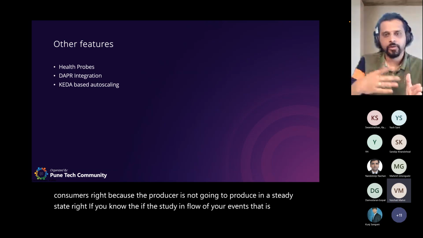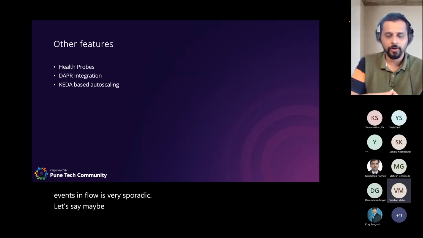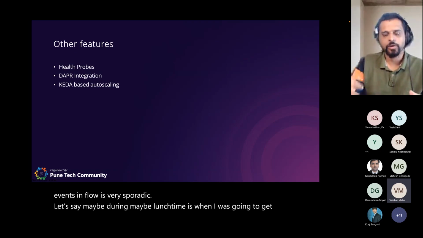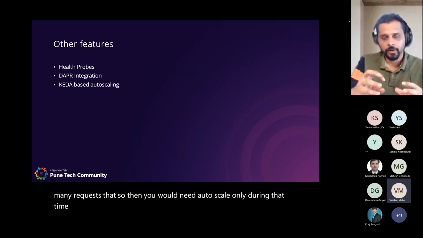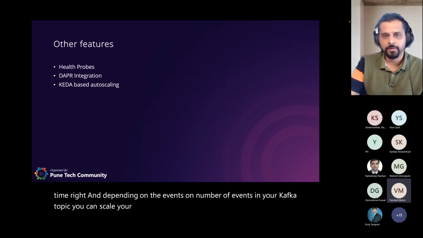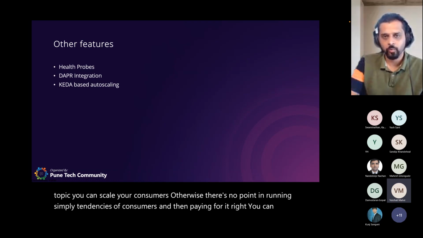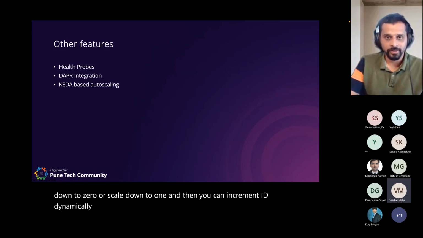But if your event inflow is very sporadic, let's say during lunchtime we get too many requests, then you would need to autoscale only during that time. Depending on the number of events in your Kafka topic, you can scale your consumers. Otherwise, there's no point in running 10 instances of consumers and paying for them. You can scale down to 0 or to 1, and then increment dynamically whenever the load increases. To achieve that, you can use something called KEDA.